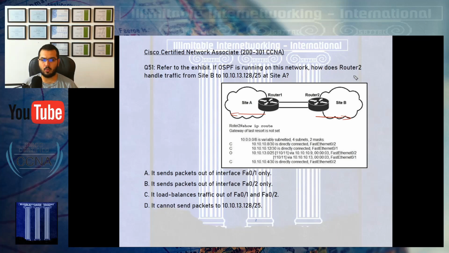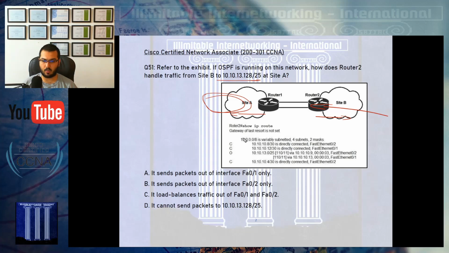How does router R2 handle traffic from site B to 10.10.13.128/25 at site A? So if someone wanted to reach the 10.10.13.128/25 network, which lies here, but through router RB, then according to the router 2 routing table, we should know using which protocol or path.